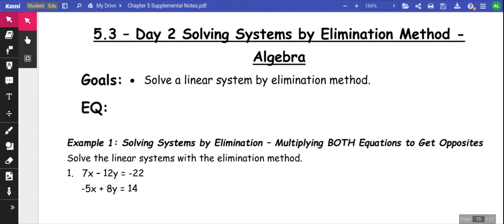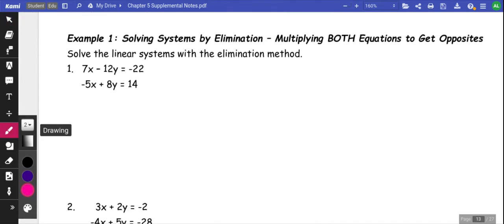All right. So the added difficulty that we have with the second round of equations is that sometimes we can't just multiply one equation and end up eliminating. Sometimes we have to multiply both equations by something in order to get a variable eliminated. Take a look at this first example here.